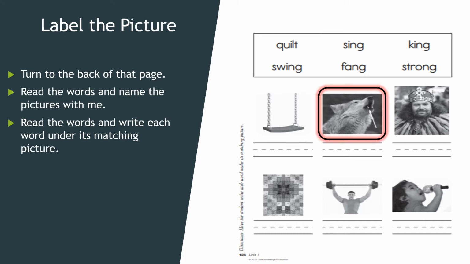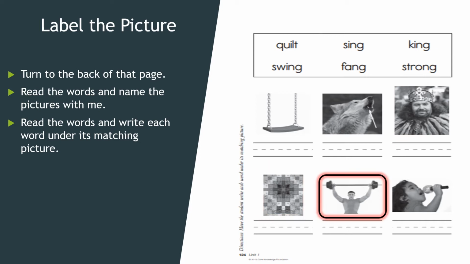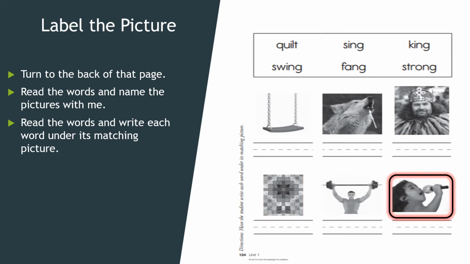Swing, fang, king, quilt, strong, sing. So now you will pick your first picture and you will write the word that matches on the dotted line.